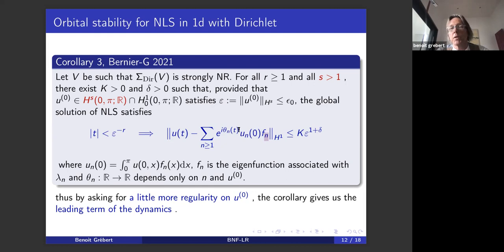So this is typically an orbital stability result. And you see that what we obtain is an estimate where we have a delta there. So of course, u is of order epsilon, and we have an estimate of order 1 plus delta. So we need some delta strictly positive. And as you can imagine, delta is related to s, actually to s minus 1. Okay, so the flavor, the idea of this result is that by asking for a little more regularity on the initial datum, we get the linear term of the dynamics. So we are no more in the energy space, but almost, because this is true for s just strictly bigger than 1, not very large.